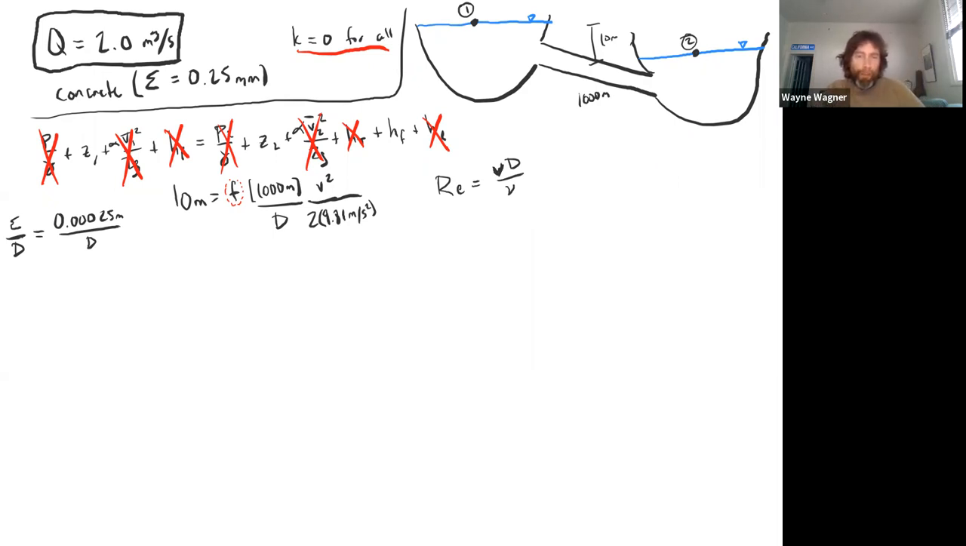So ultimately, we're trying to solve for D, so I don't really want to worry about V, right? What I want to do is solve everything in terms of D. So we're going to take this Reynolds number, and in place of V, I'm going to put Q over A, and then in place of the area, I'm going to put pi over 4 times D squared, times D over nu. Are you following what I'm doing here? Yep, I got you.